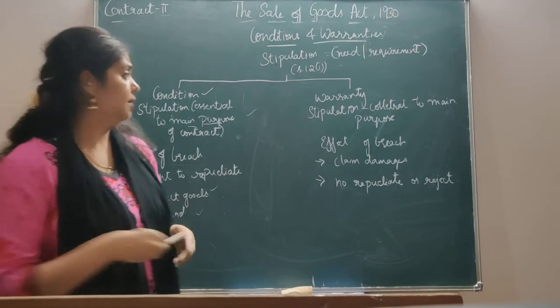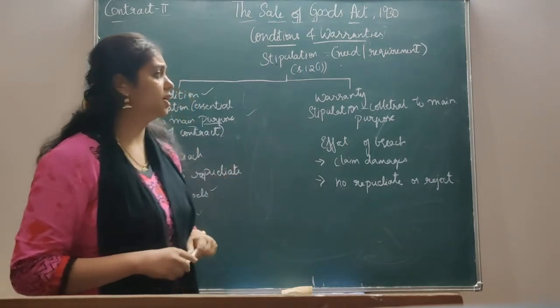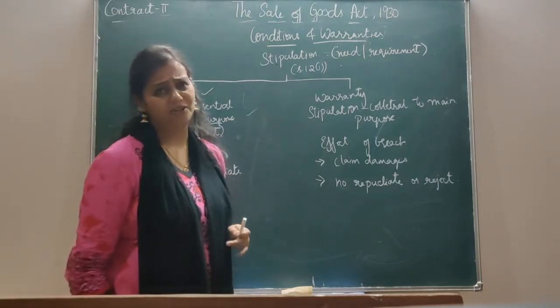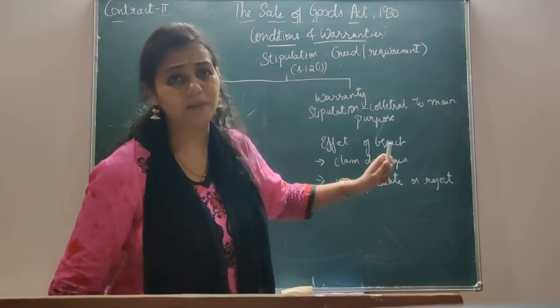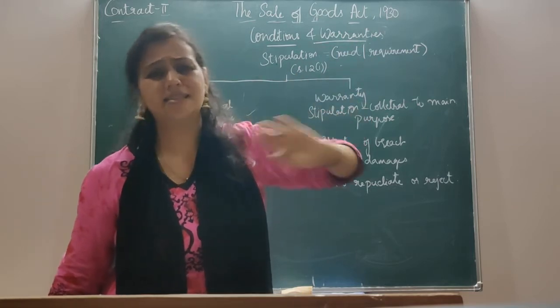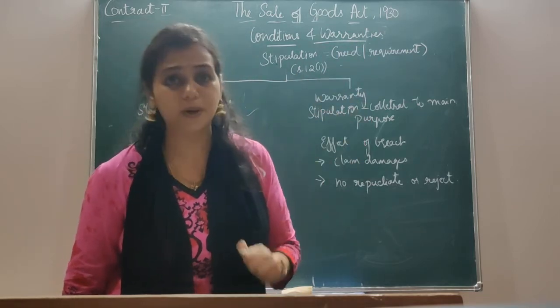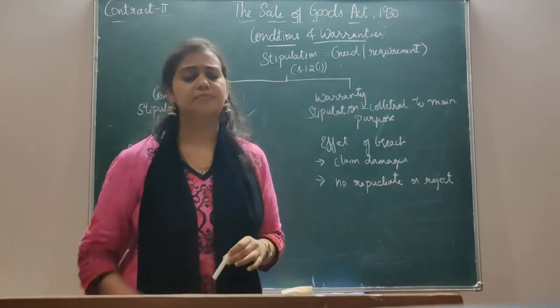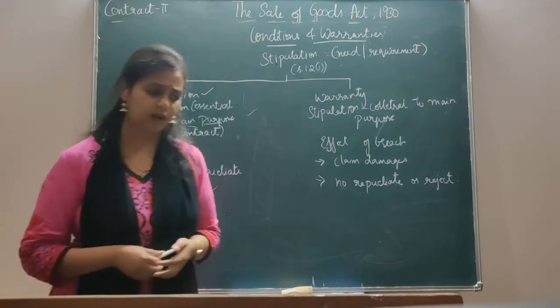Now here, coming to warranty, the stipulation, the requirement or need is collateral to the main purpose. It is not the main purpose. The main purpose is something else, and this is collateral. In the sense, it is secondary. It is not a primary purpose. Clear with this? So you are buying a phone now.